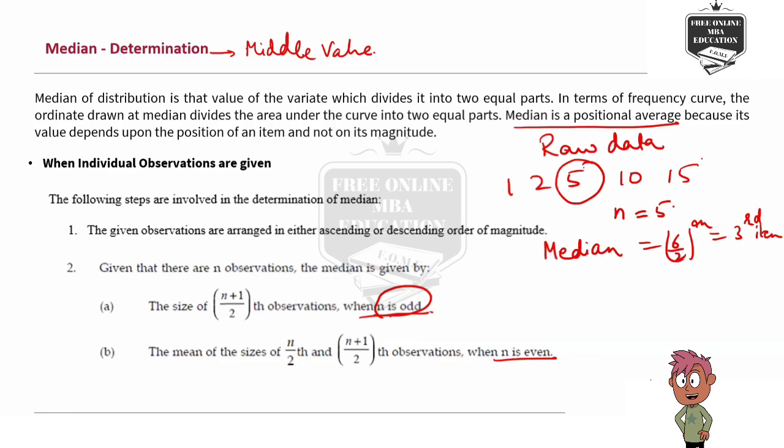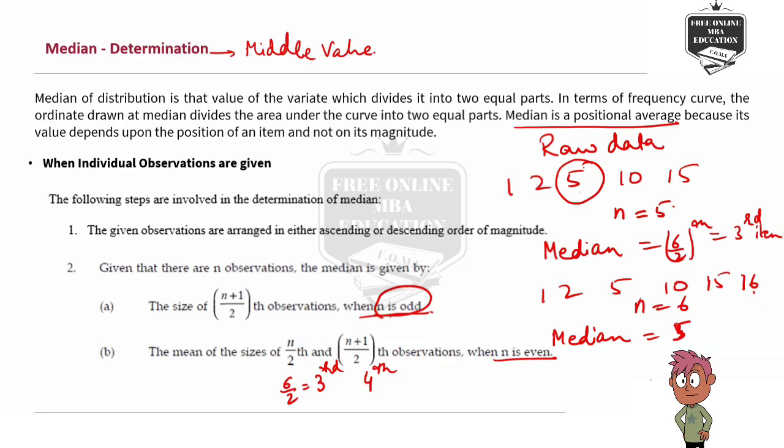If it would have been n is 6, now in this case, we would take n by 2th, 6 by 2, that is 3, and this would be the fourth observation. So the third and the fourth observation. The third observation is 5 plus the fourth observation, that is 10, divided by 2. So 15 by 2, that's 7.5. So this would be my median value.